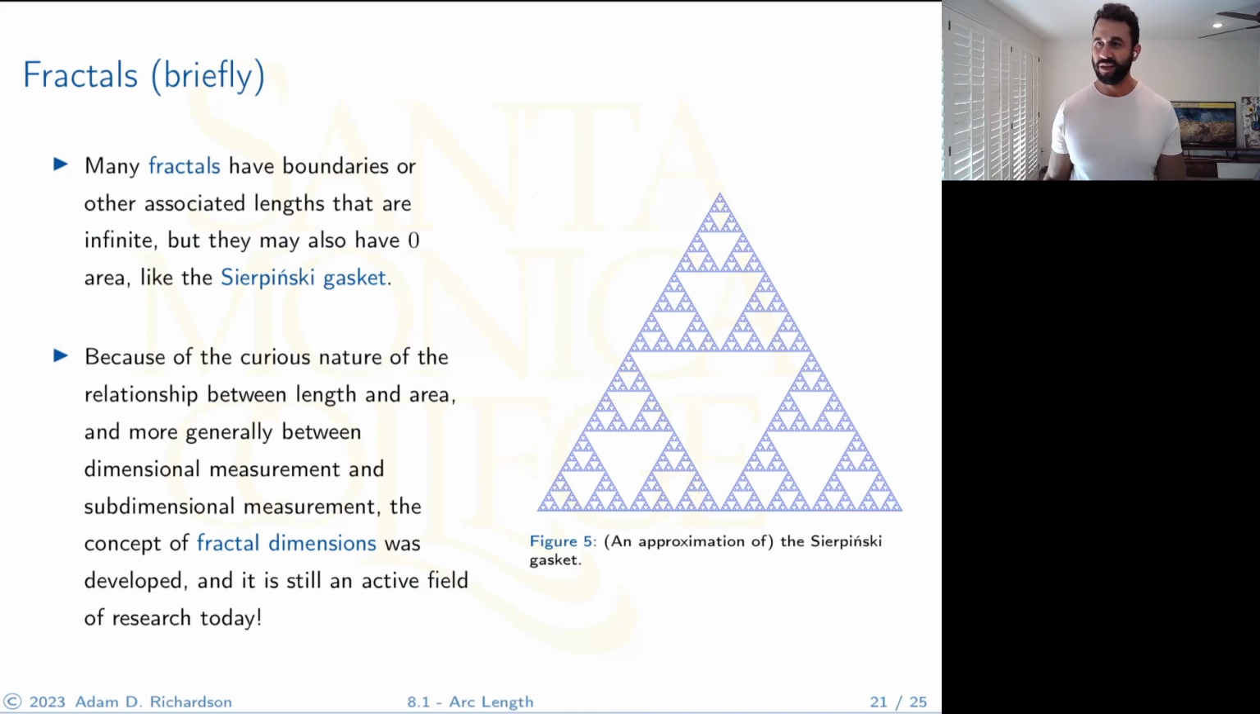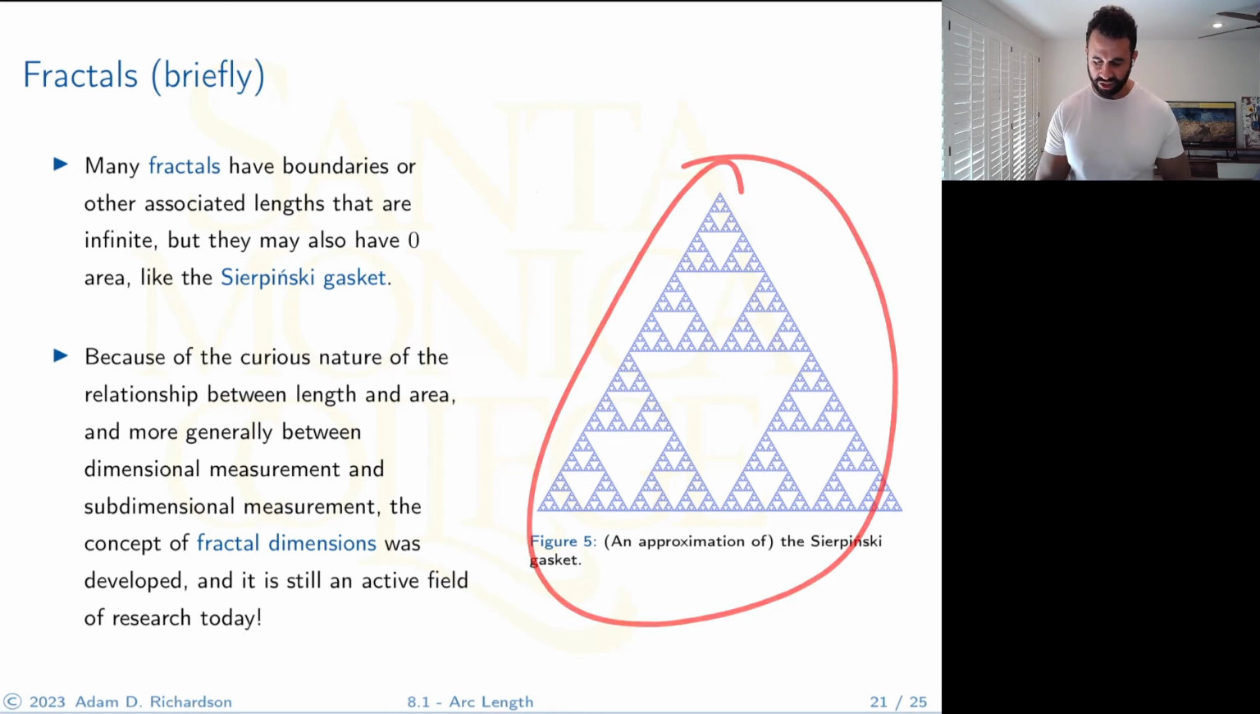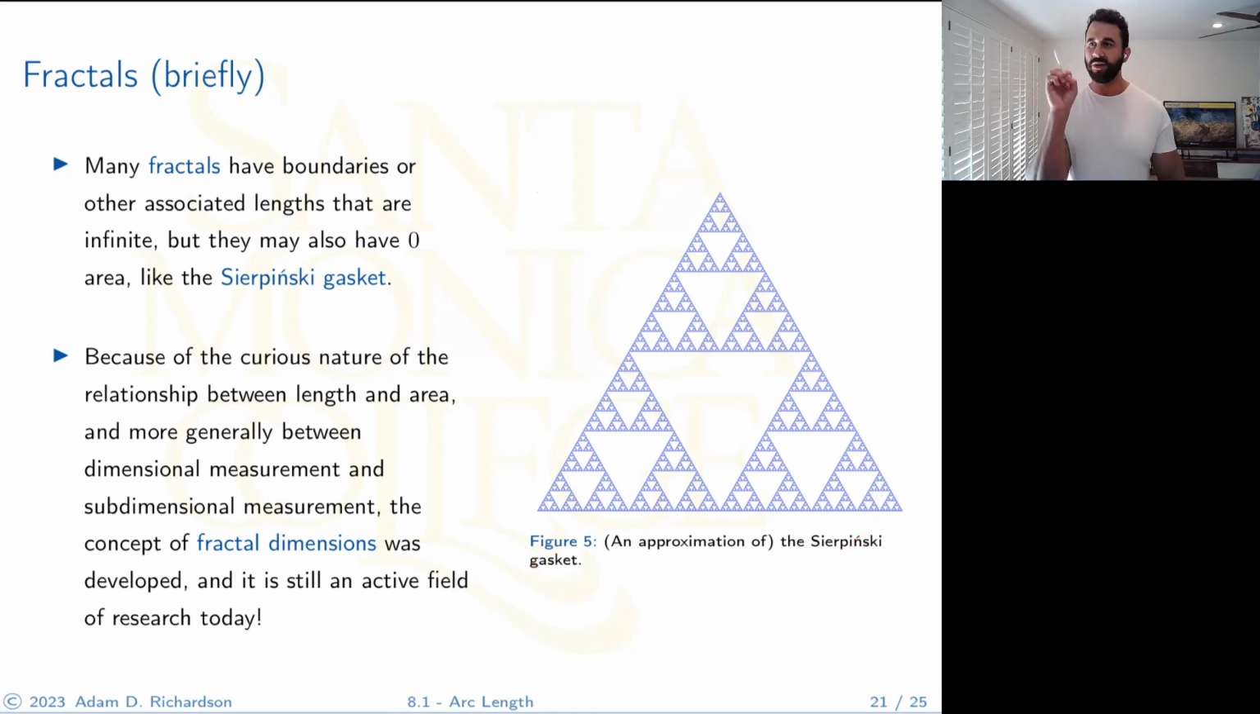Then we can talk about fractals. So here's one of the more famous fractals. This is called the Sierpinski gasket. A lot of these fractals have interesting properties involving lengths and areas or volumes and surface areas and so on. This one in particular is interesting because, this is an approximation to the Sierpinski gasket, but what you do is you keep pulling out those inner triangles. And the end result at the limit, at the end of all of this pulling out of triangles, is what is called the Sierpinski gasket.